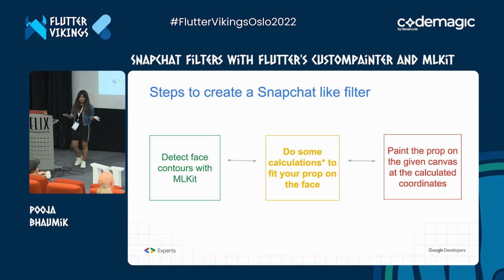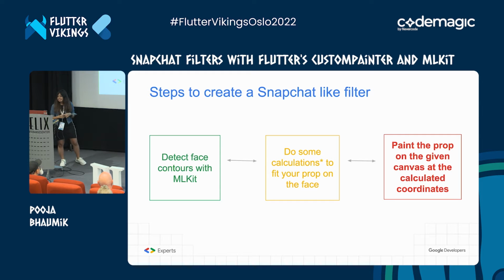But yeah, of course, if you do not know the calculations, please do call your maths friends, because that's what I did, because I am pretty bad at trigonometry and that's what I needed here. And once you have figured out the calculations and the desired coordinates, you basically paint the prop on those coordinates in the canvas.